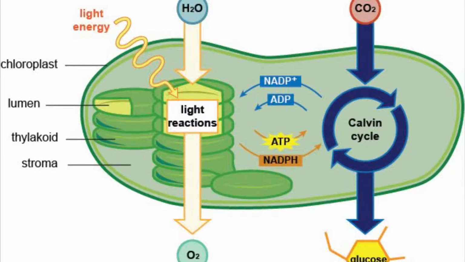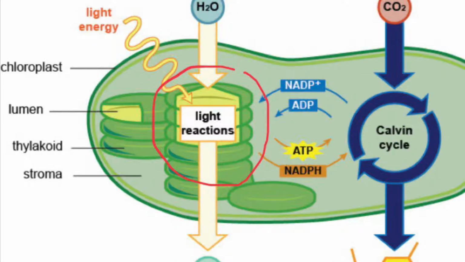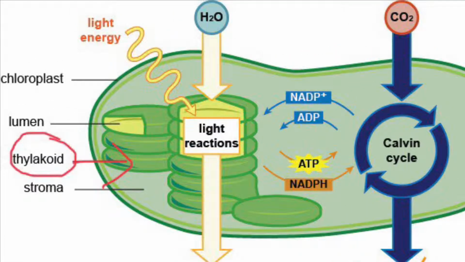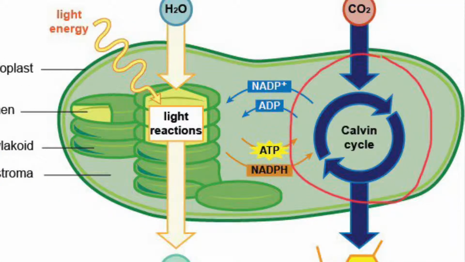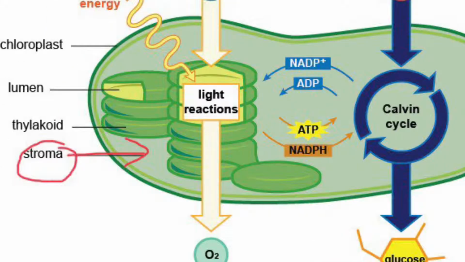Photosynthesis is the use of solar energy to produce chemical energy in the form of organic molecules. There are two parts of photosynthesis. The first part is the light reaction, which occurs in the thylakoids. The second part is the Calvin cycle, also known as the dark reaction, which occurs in the stroma.